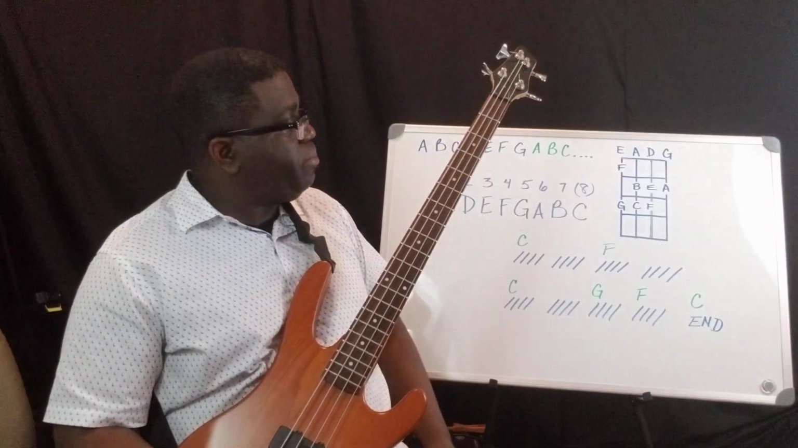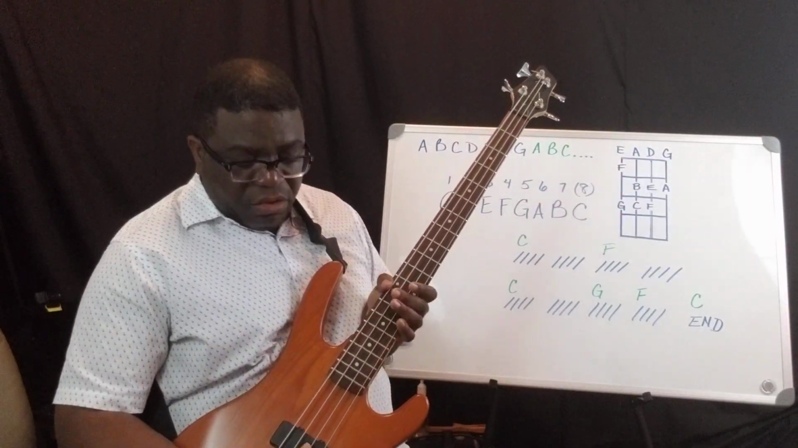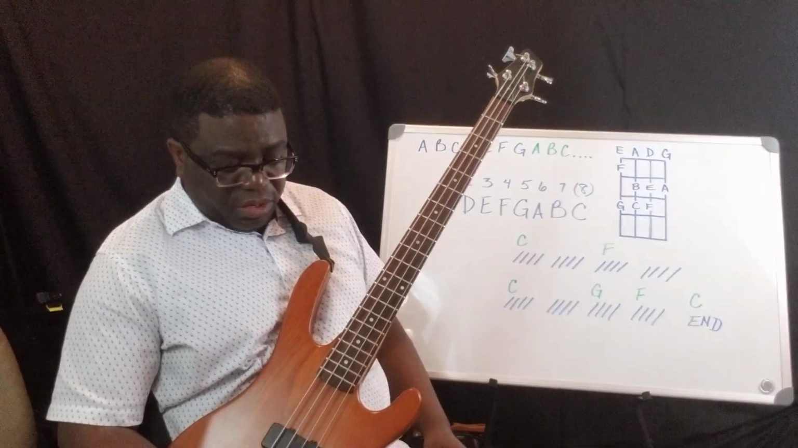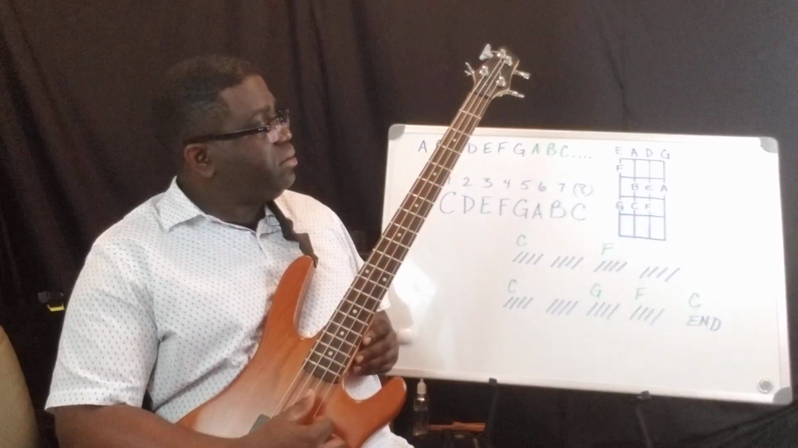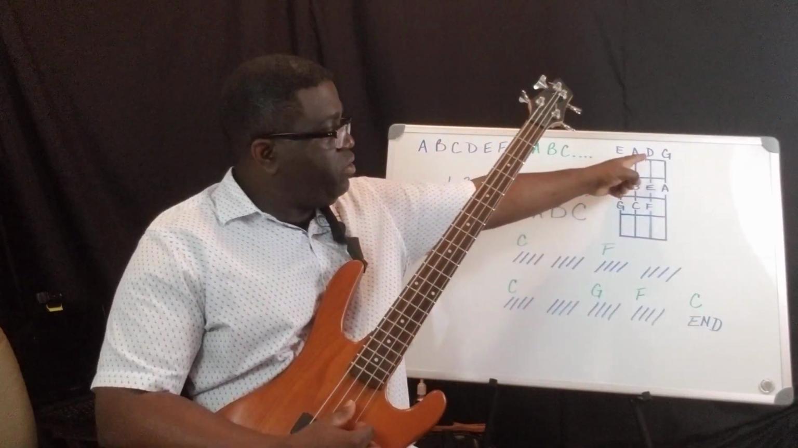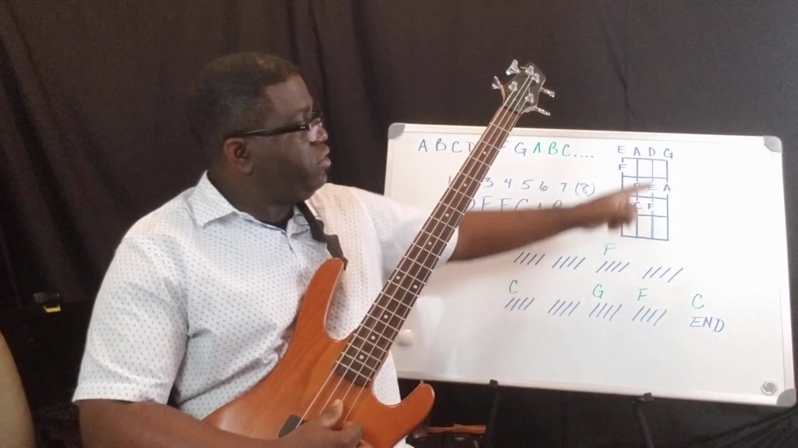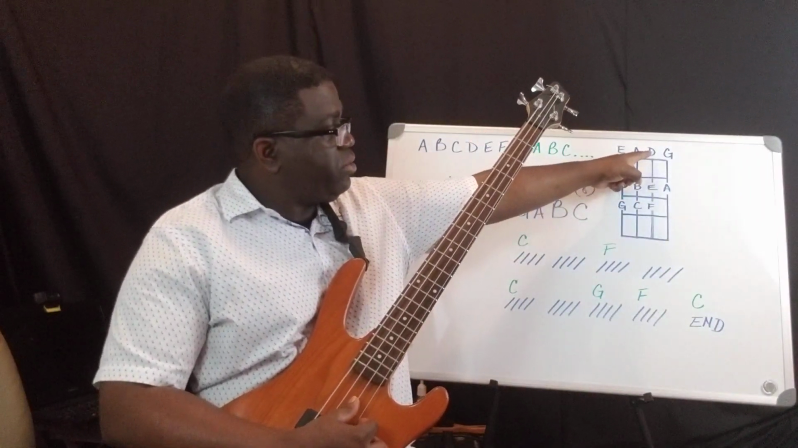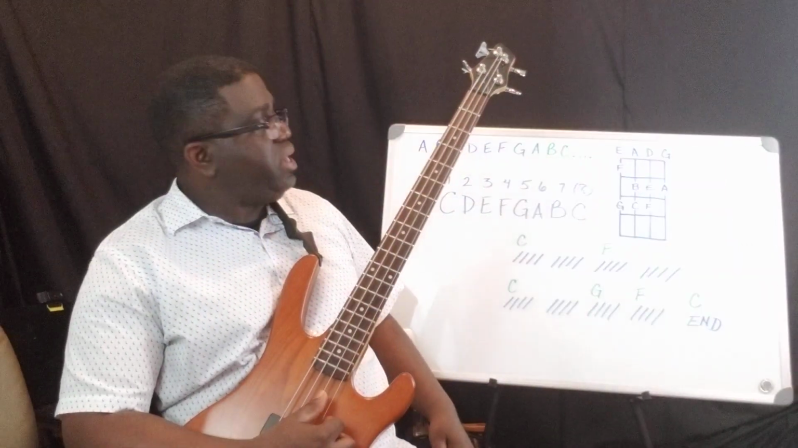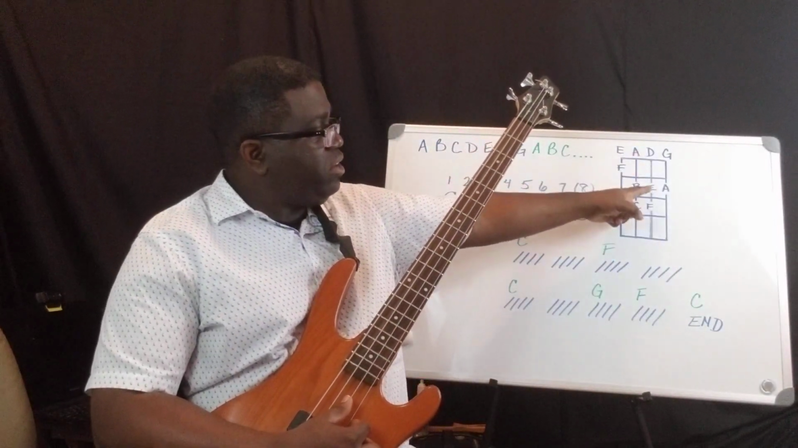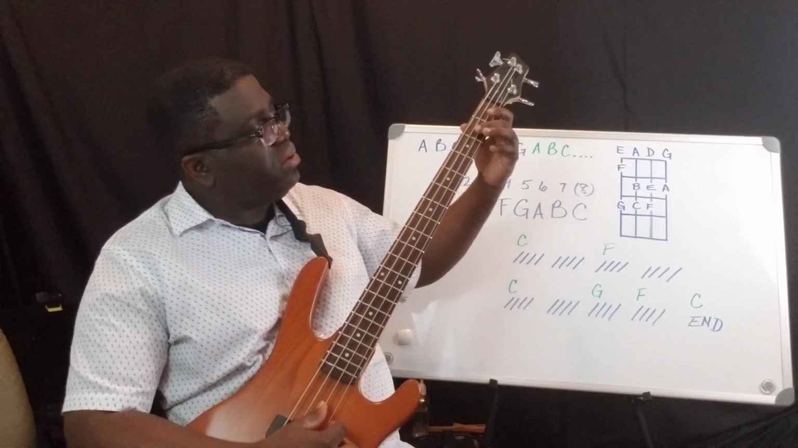Okay, the next string up is the D open string, which is this note here. You guys can see that. That's the D open string, which is the third one from the E. The D open there. And then on the second fret is an E, which is right here.